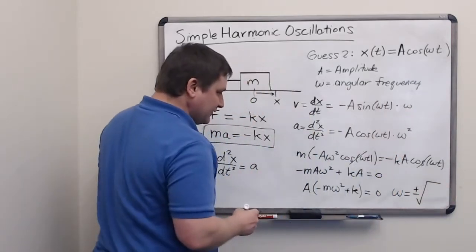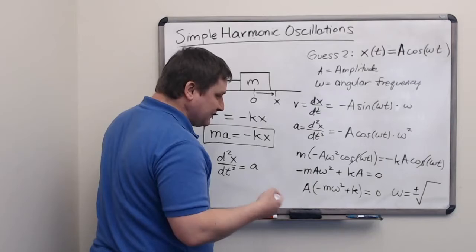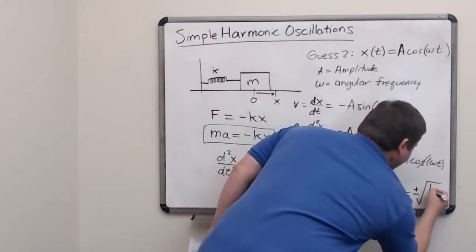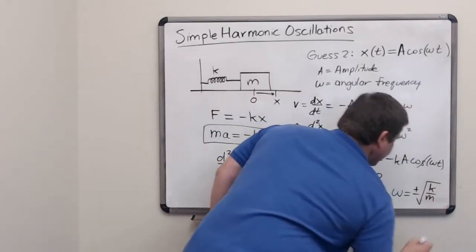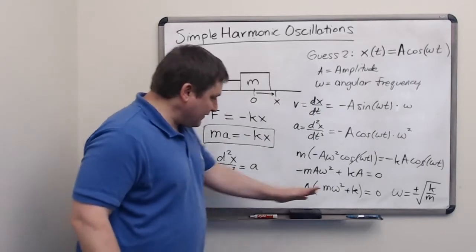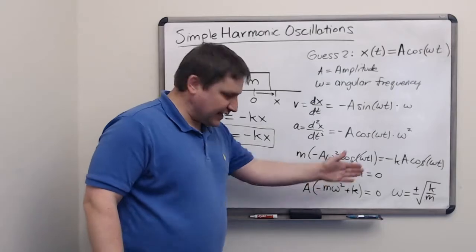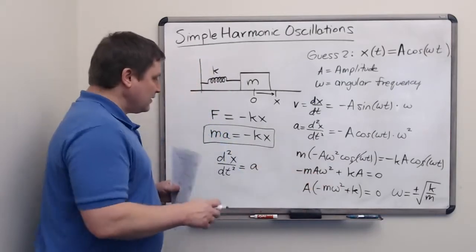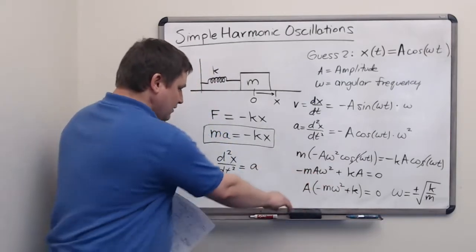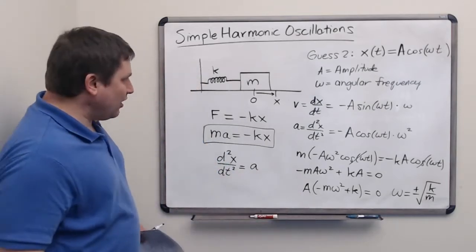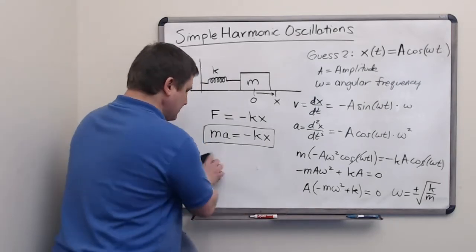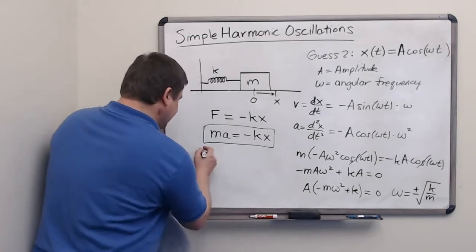This angular frequency could be either the positive or negative square root of k over m. So if we square that, then we get k over m here. The m's cancel, minus k and plus k gives us 0. So we now call this a solution.